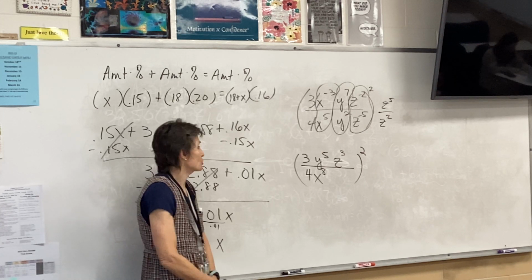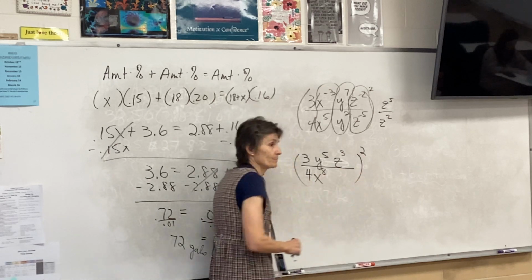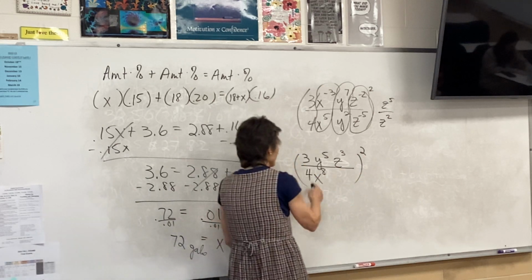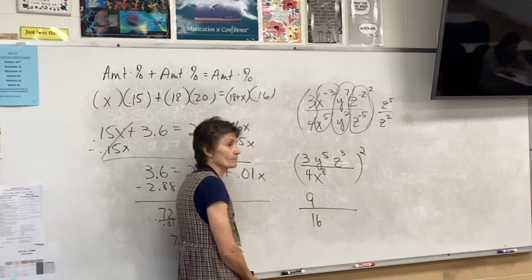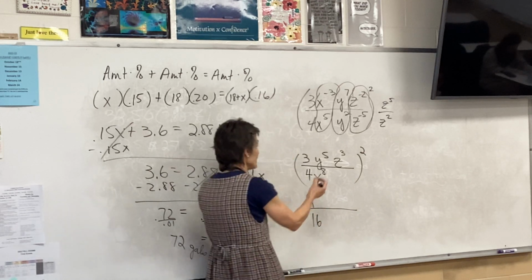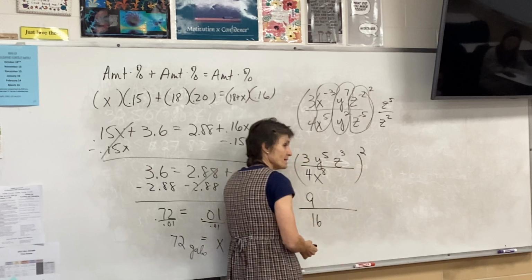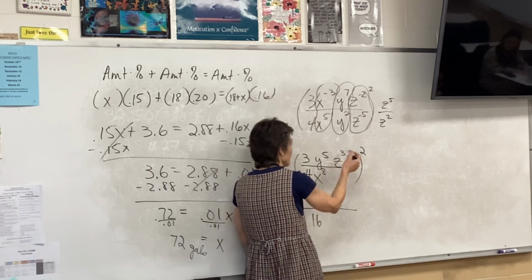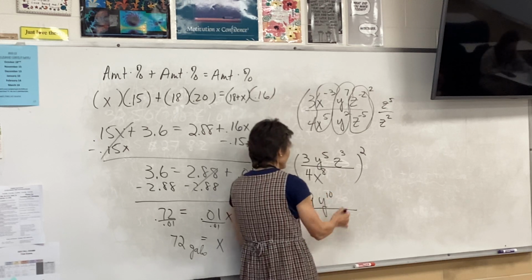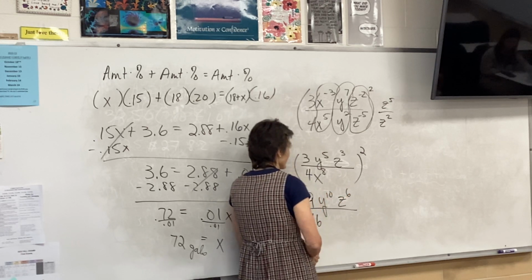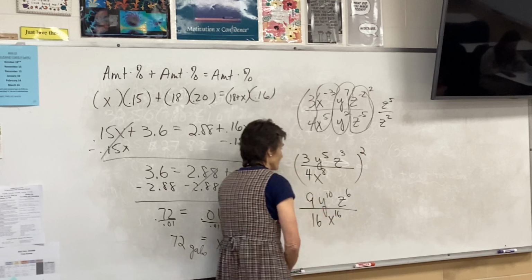Now we have to square everything, right? So that includes the 3 and the 4, so that's going to be 9 and 16. Then what do we do with exponents? Don't square the exponent. You're taking y to the 5th to the 2nd. Multiply. So that's y to the 10th, z to the 6th, x to the 16th.